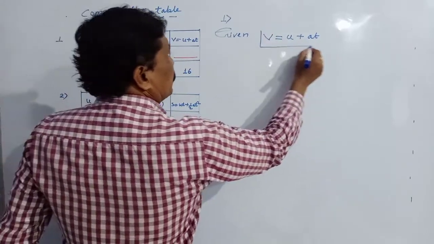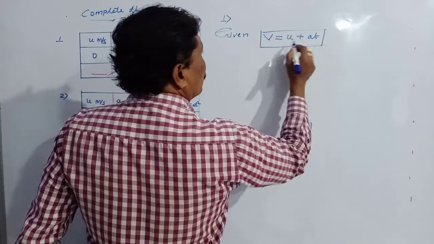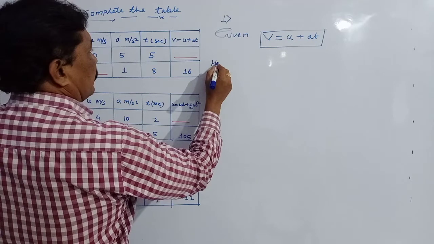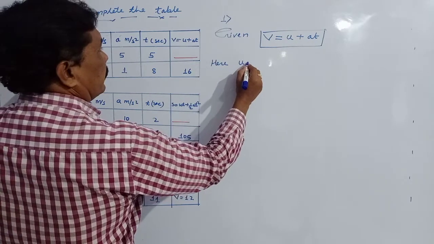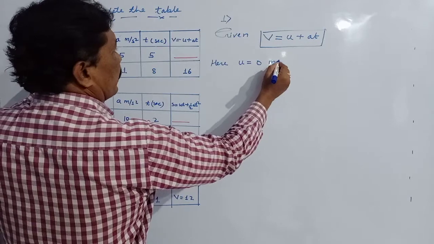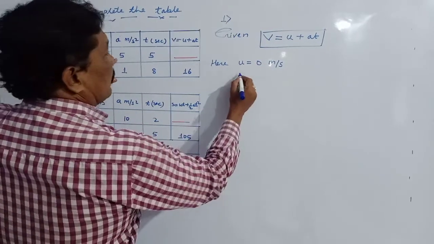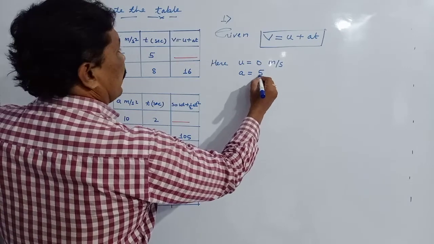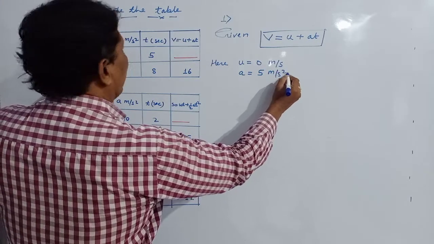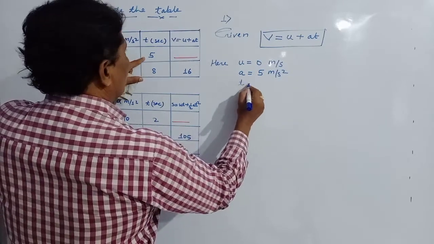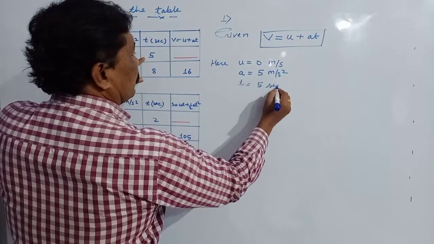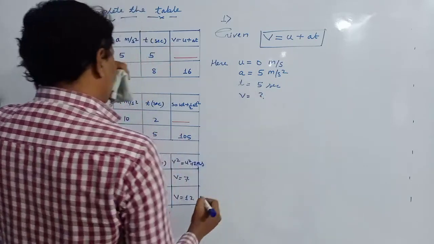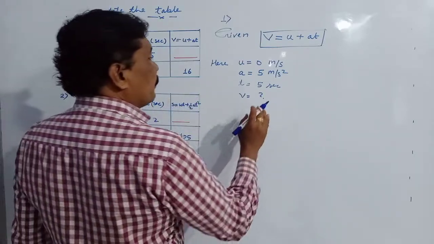The equation which is given to us is V is equal to U plus AT. Here, initial velocity is 0 meter per second. The acceleration which is given is equal to 5 meter per second square. The time which is given is 5 second and we have to find V. V is what? The final velocity.